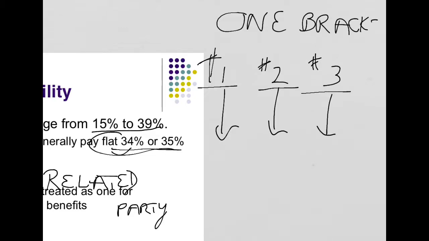But you get to elect how to use that bracket. That's the nice thing. So you could use some of it here, could use some of it here, and you could use some of it here. The result is you get one full bracket, but you can pick and choose which corporations, if you have multiple corporations, will get the use of that bracket.